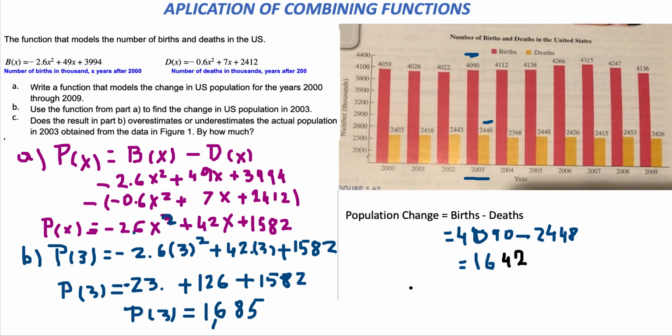So 1642, but from the calculation we got for P of 3, we got 1,685, and according to part C, this function overestimates. The number is greater, which means it overestimates, because the actual data is 1642, but this is an overestimation. Let me write OS, overestimation.